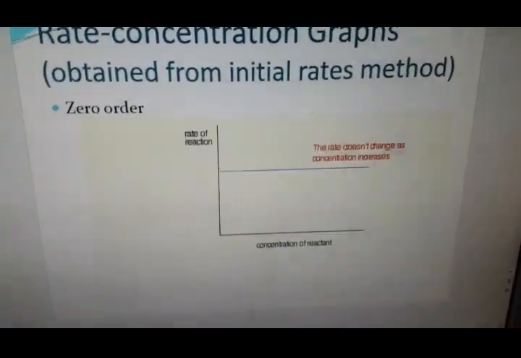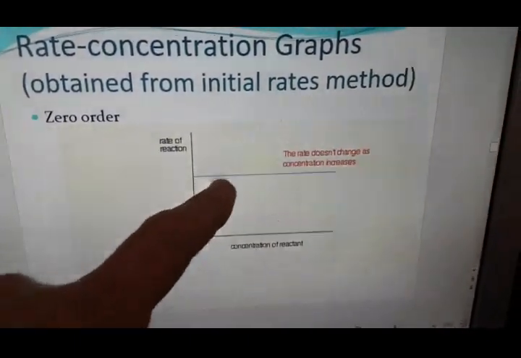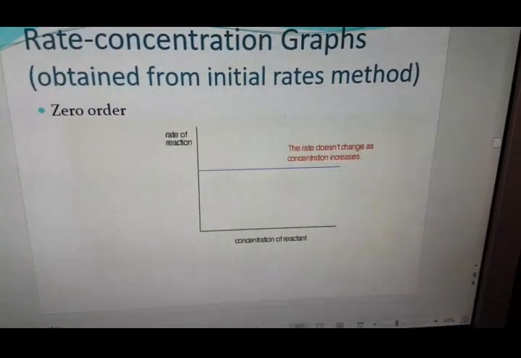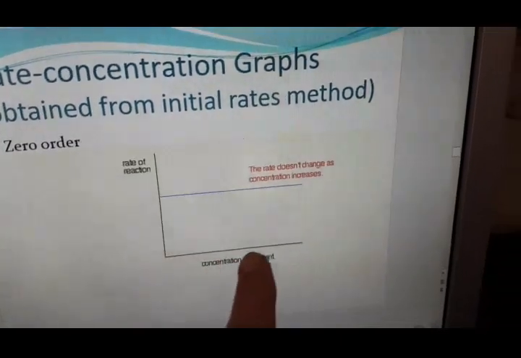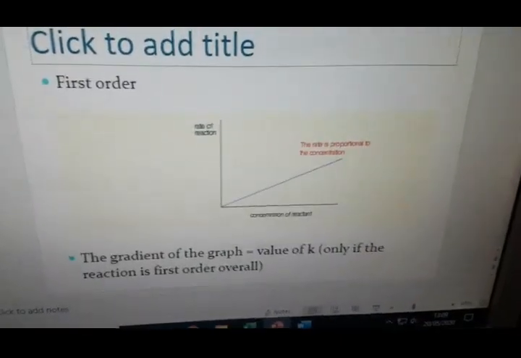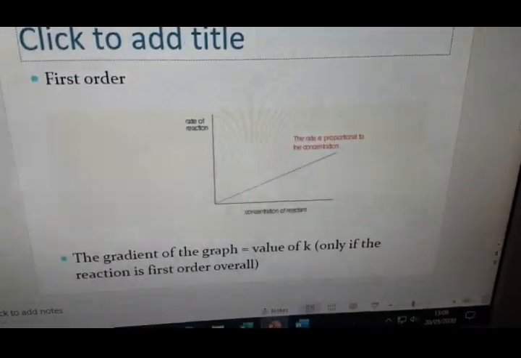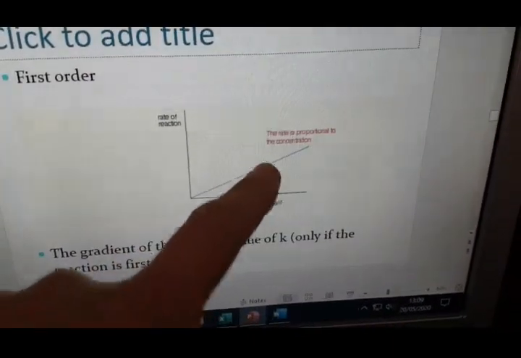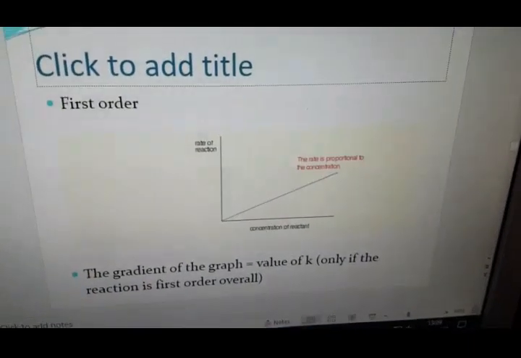So it's fairly straightforward stuff. If it's a straight line, then the rate hasn't changed as the conc has increased, and therefore it is naturally zero. First order would, of course, look like that. As the conc increases, the rate increases proportionally.